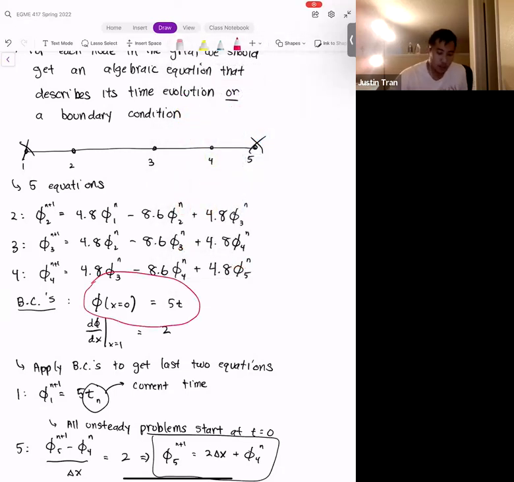We have this boundary condition here, which says that phi at x equal to 0 is equal to 5t. So this tells us that as time goes on, this boundary condition is going to keep climbing. That's going to keep increasing. And if that's going to keep increasing, then we're not going to reach steady state.